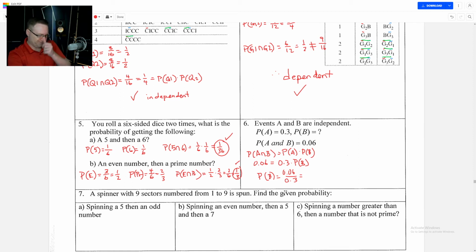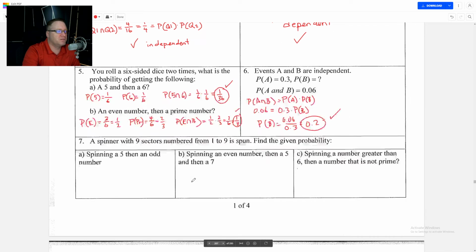Okay? And if you calculate this out, you will get 0.2. So this is going to be 0.2. All right, easy.